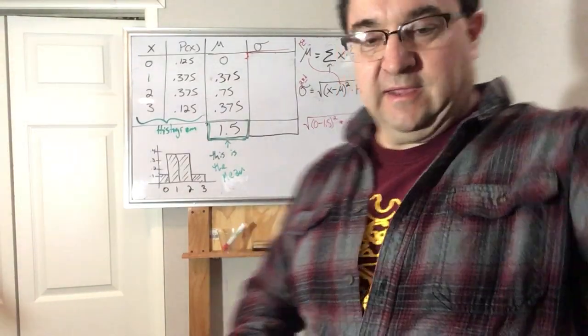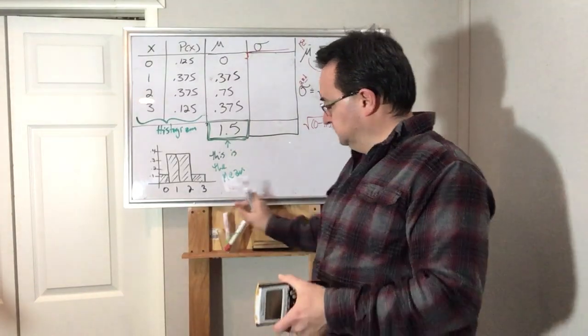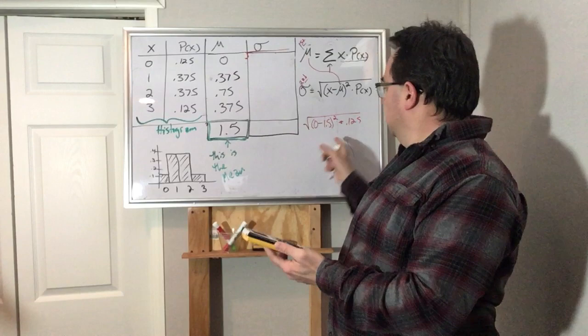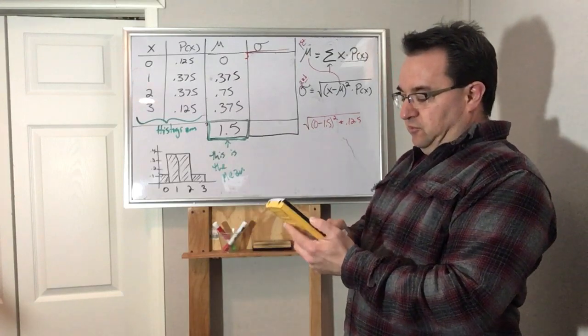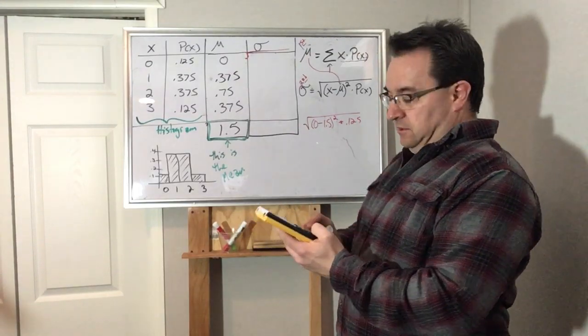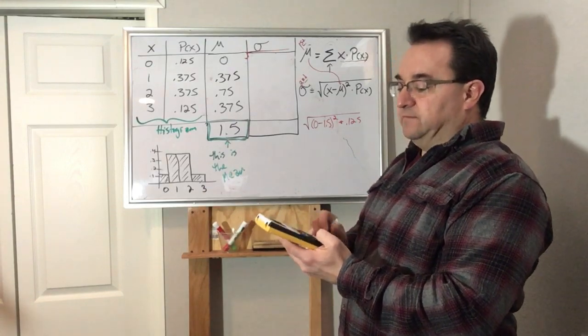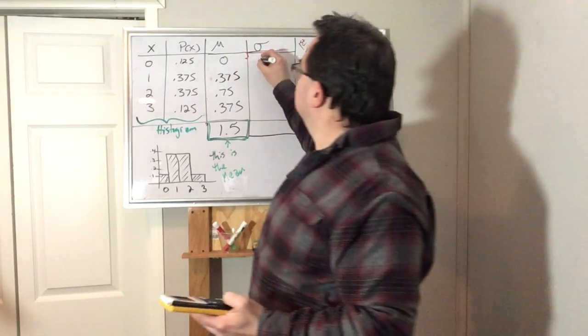And I'm going to shift to black, just so I don't have to keep switching markers here. So I have negative 1.5 squared times 0.125, square root it, and I get 0.530.